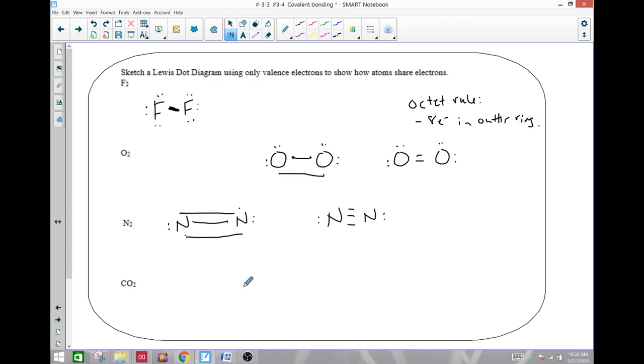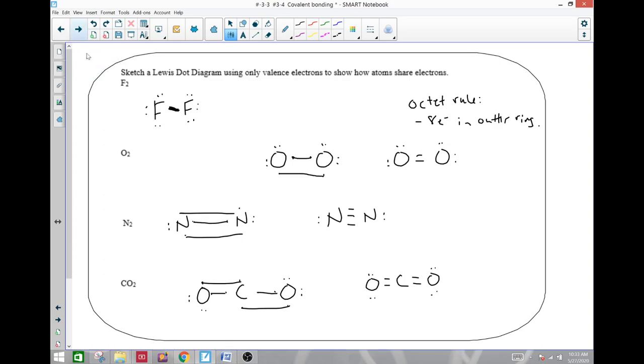Carbon dioxide. Carbon looks like this. Oxygen, 1, 2, 3, 4, 5, 6. Another oxygen, 1, 2, 3, 4, 5, 6. The carbon needs to share 4. Share 2 this way, and share 2 this way. And there we go: oxygen double bond carbon double bond oxygen. That's piecing it together on your own visually.